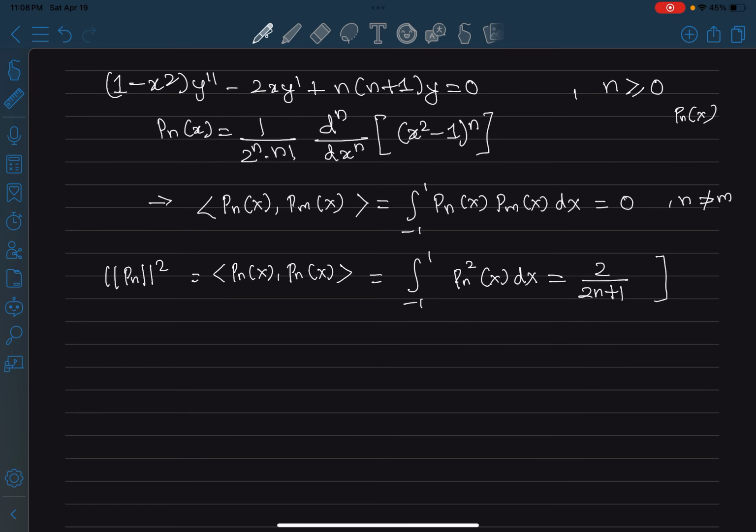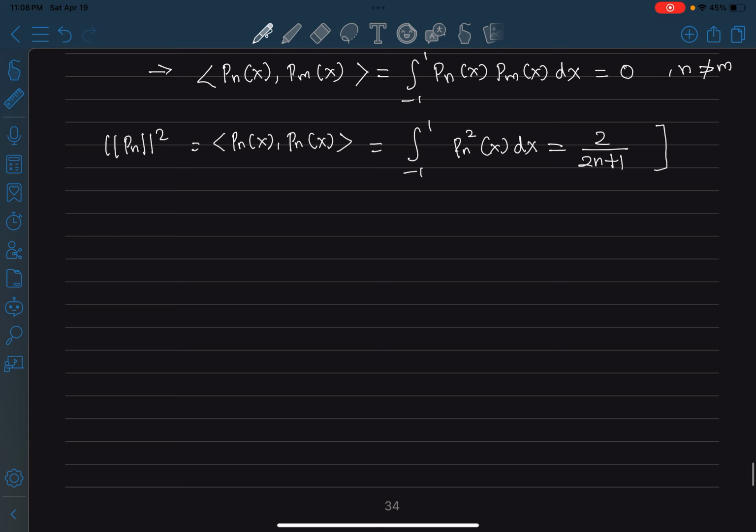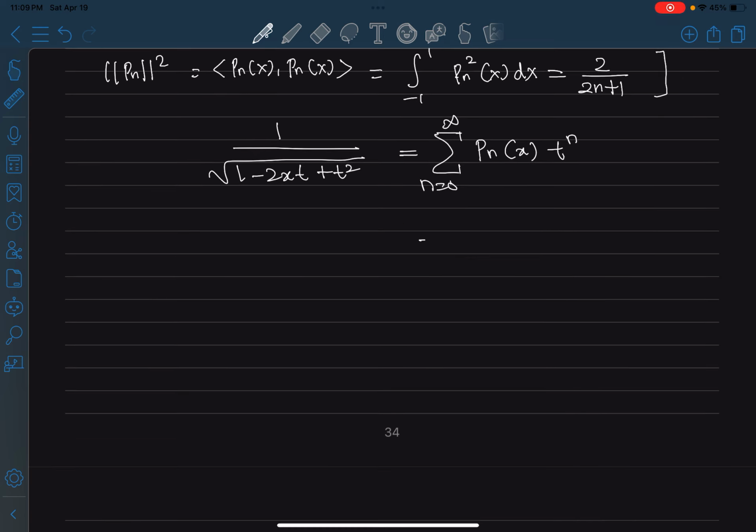To prove it, we will use the generating function of Legendre polynomials. There's a really nice generating function. Let's say I take this generating function: the sum where n goes from 0 to infinity of P sub n of x times t to the power n. Note that these are different. This equals 1 by the square root of 1 minus 2xt plus t squared. We're going to use this fact. So let's also introduce two different sums.